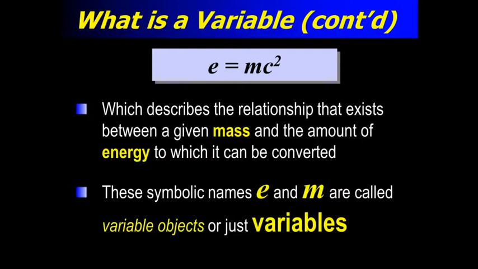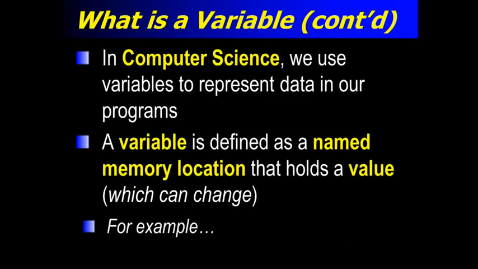So they're variable objects or just variables. The variable object essentially describes the fact that they change. They vary. Okay? So computer science uses variables as well. But computer science isn't just a theoretical subject. It is a very practical subject as well. So in computer science, the way I would define a variable is it's a piece of memory that we give a name to, and it holds a value. It remembers something.